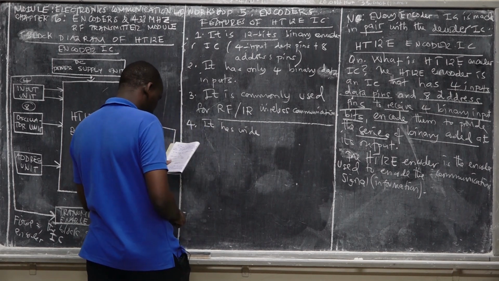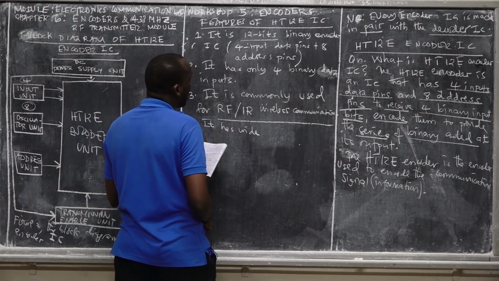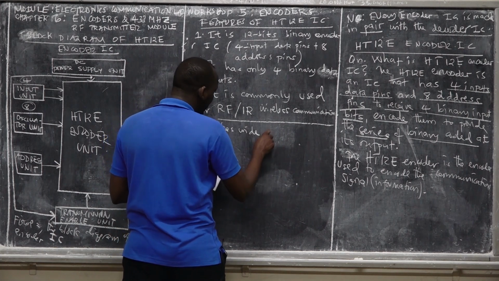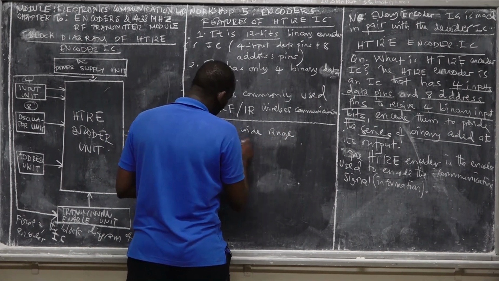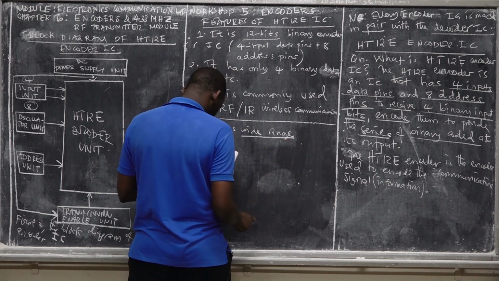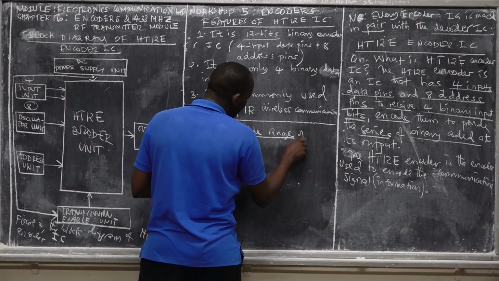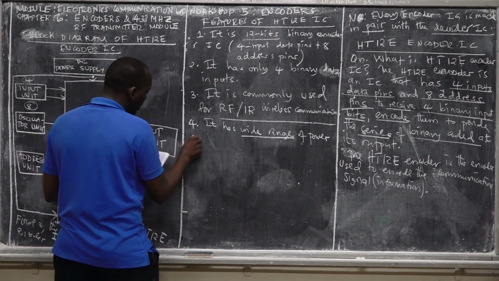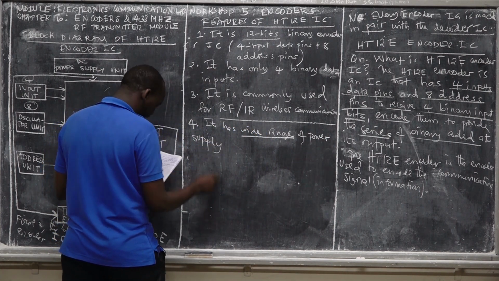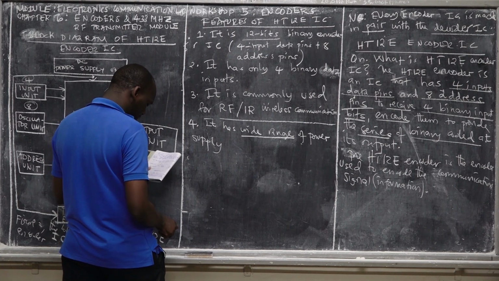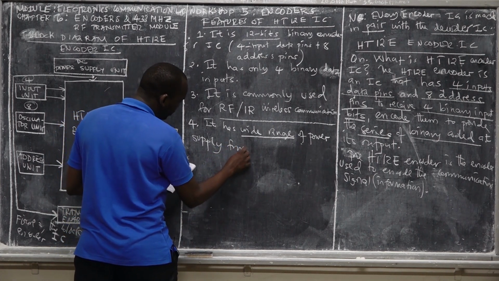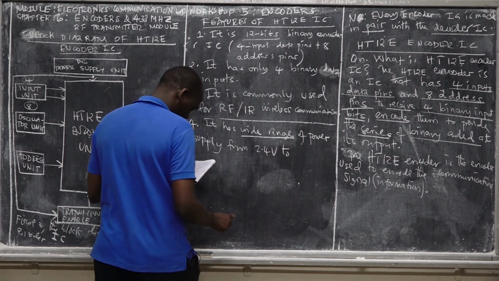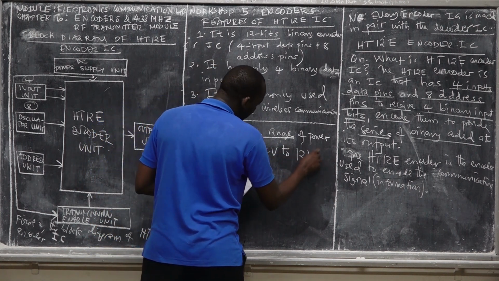I see also the HT12E encoder integrated circuit has a wide range of power supply. Another advantage: power supply. So it has a wide range of power supply, from 2.4 volts to 12 volts.